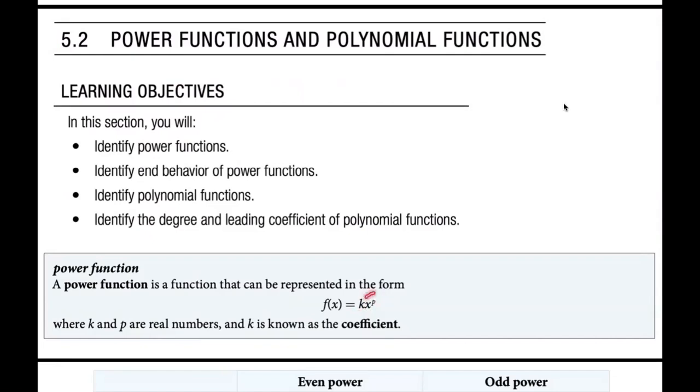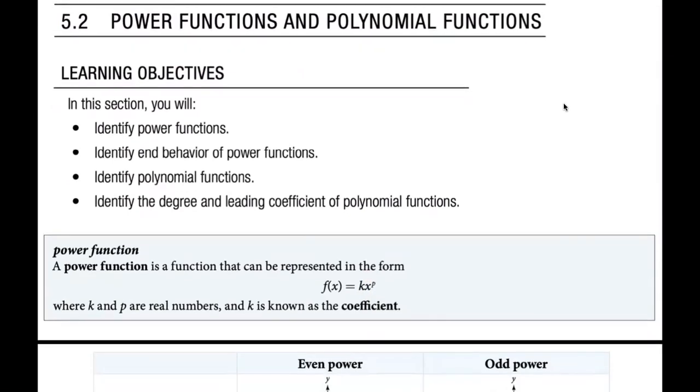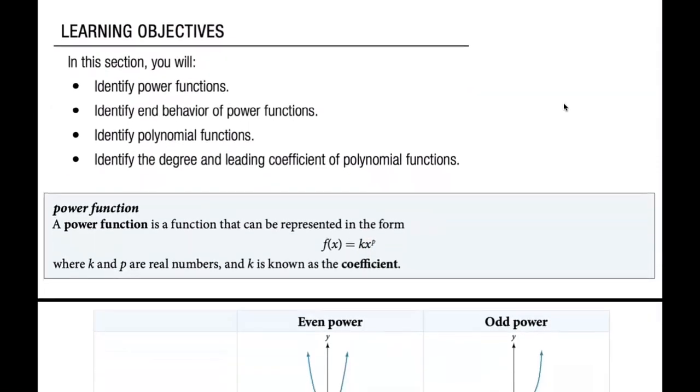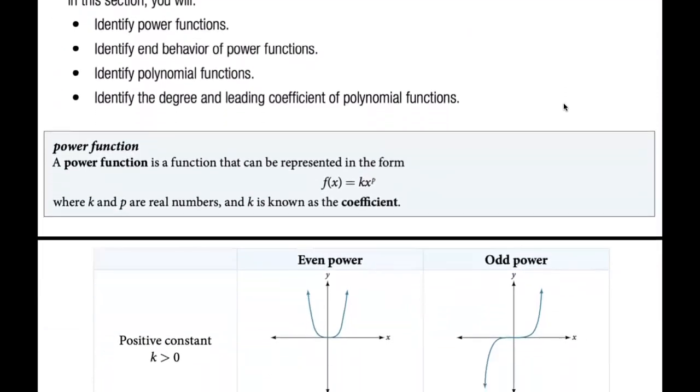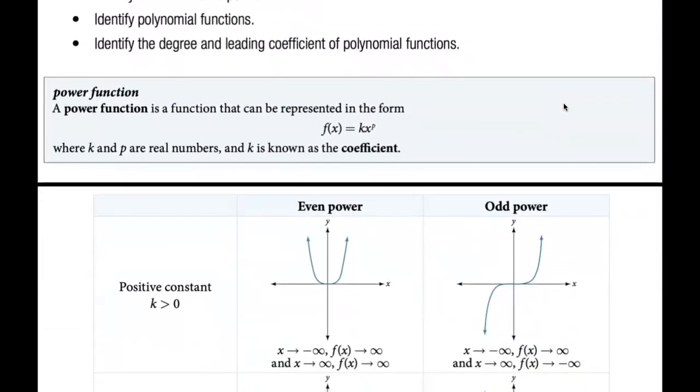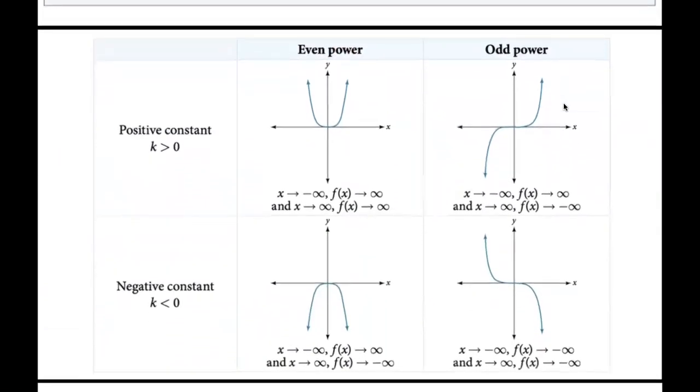And depending on the value of k, your function can have certain behavior when we look at the graph of it. So looking at the evenness and oddness of a function, if you have a function that has an even power, meaning p is an even number, so squared, to the fourth power, and so on, then if k is a positive constant, our function looks something like this. So think about x squared, positive x squared. Whereas if k is a negative number, then the graph will open down.